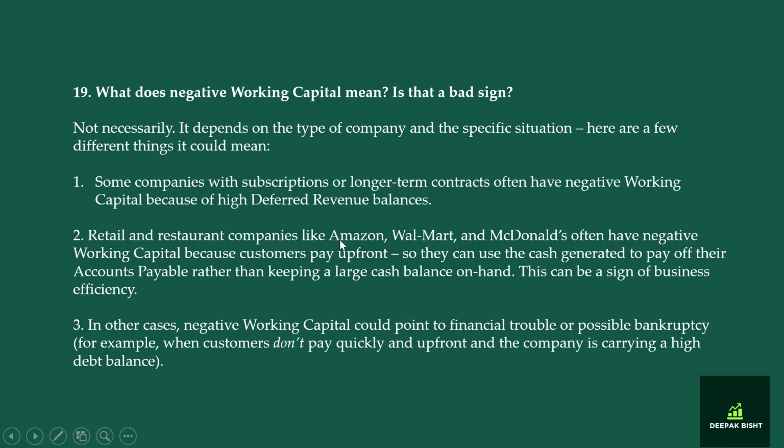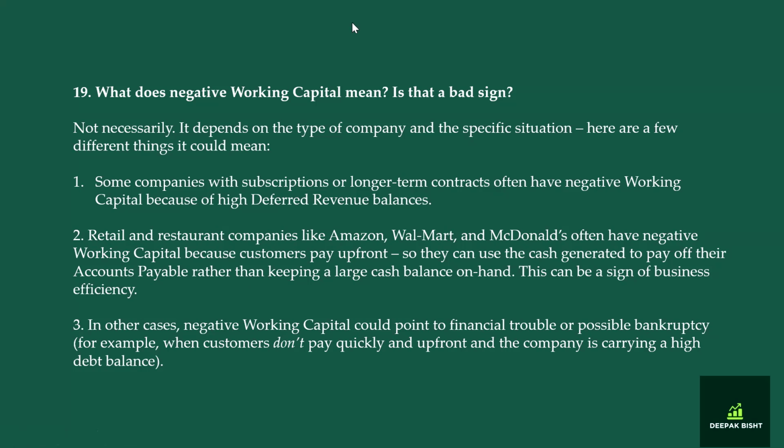Like retail and restaurants, companies like Amazon, Walmart, McDonald's have negative working capital because the customers pay upfront. So they can use the cash generated to pay off their accounts payable rather than keeping a large cash balance on hand. This is a sign of business efficiency also. Yes. Understand this thing.